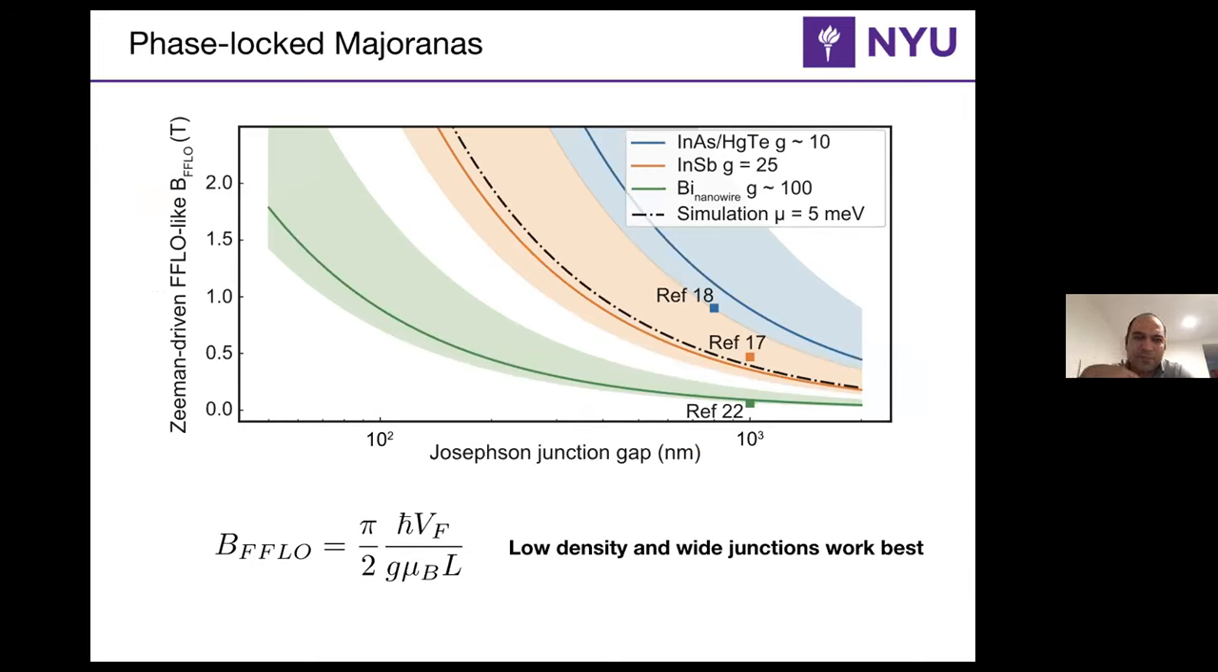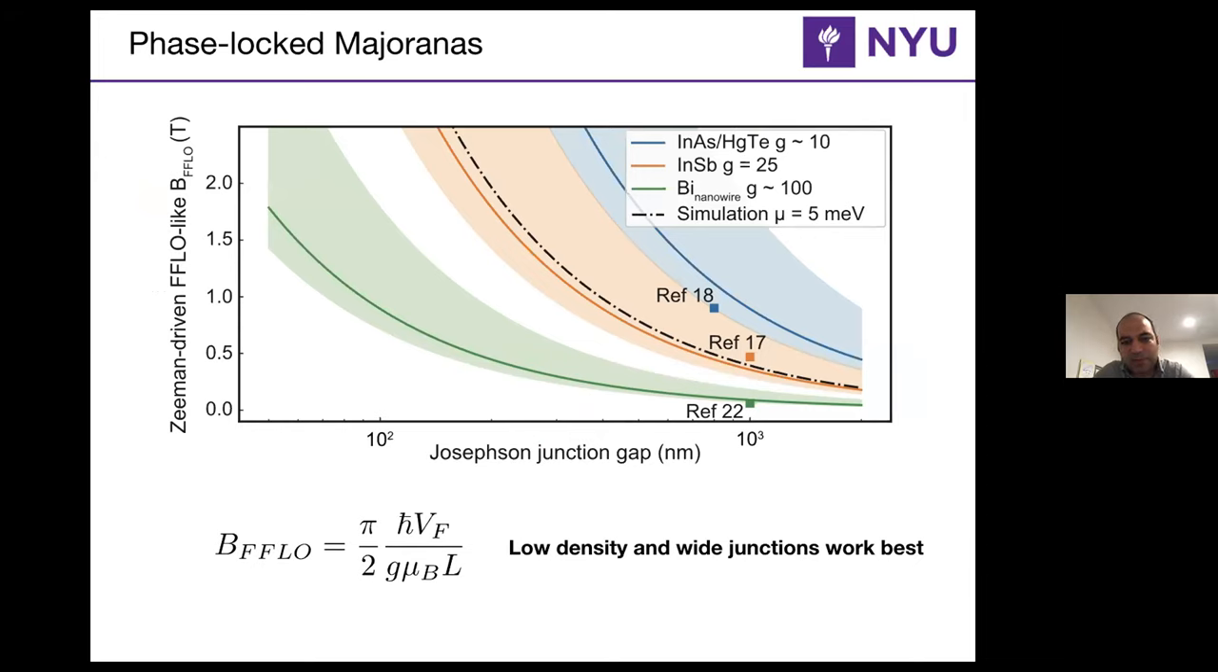A very competing physics is the BFFLO that we actually heard two, three talks ago. That basically depends on the Thouless energy and the Zeeman. You can derive a formula that relates to the Fermi velocity, which is the square root of density, and inversely proportional to L. So if your density is low and you have a wide junction, this number, BFFLO, is going to be a small number.